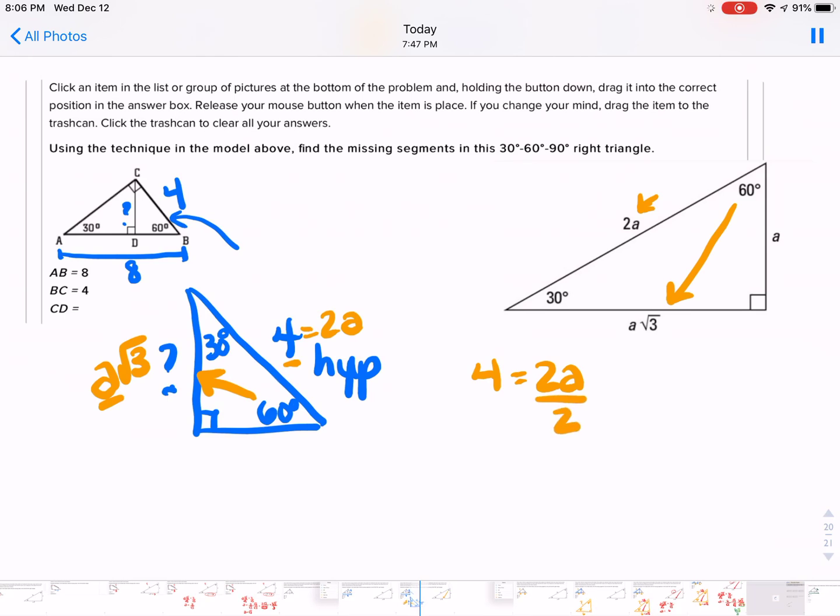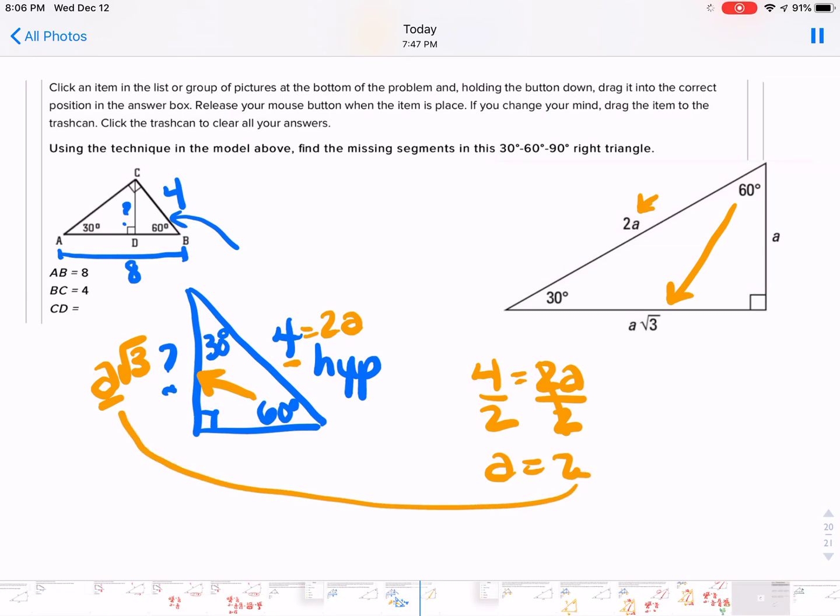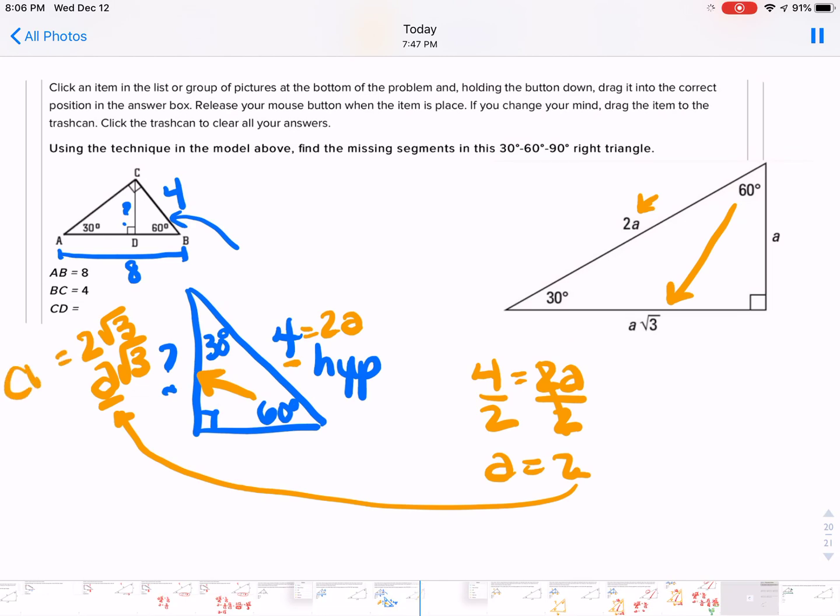So I'm going to divide both sides by 2. So I get a equals 2. And then I need to take this and plug it in here. So it's going to be 2 square root of 3. And that's what CD is going to be equal to.